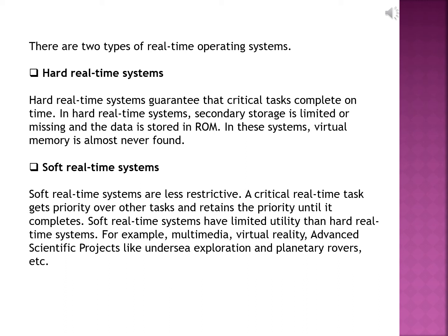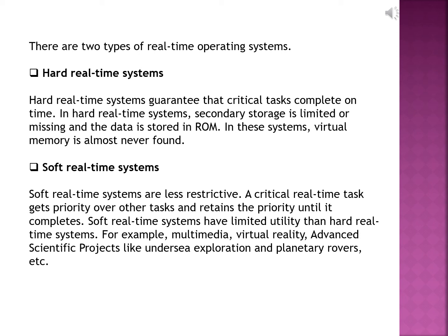There are two types of real-time operating system. Those are hard real-time systems and soft real-time systems. Hard real-time systems guarantee that critical tasks complete on time. In hard real-time systems, secondary storage is limited or missing and the data is stored in ROM. In these systems, virtual memory is almost never found. Examples are medical critical care systems, aircraft systems, etc.